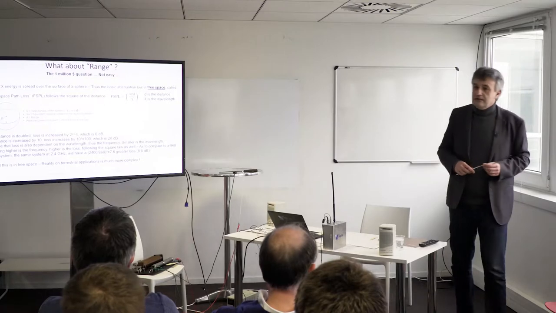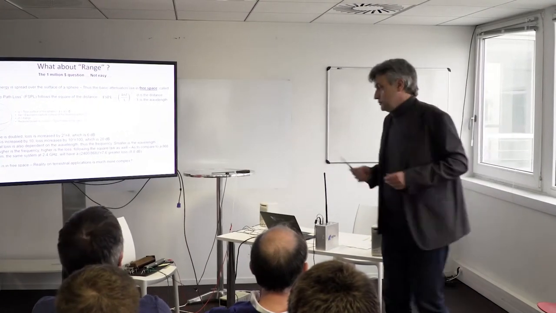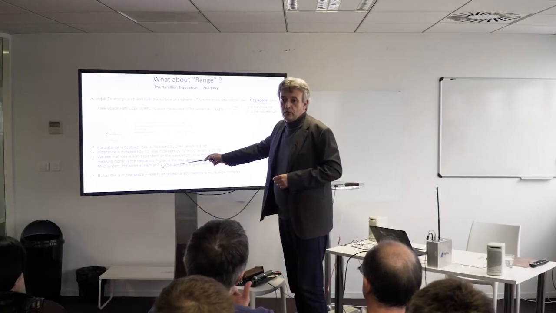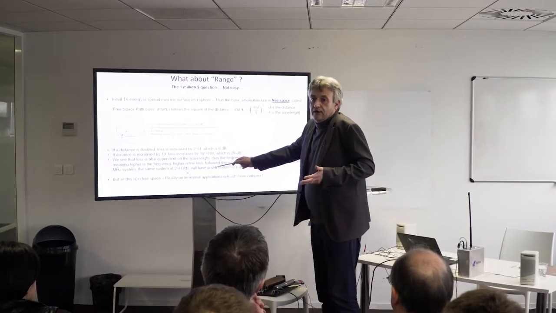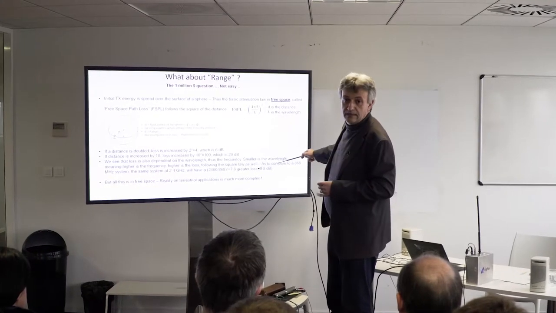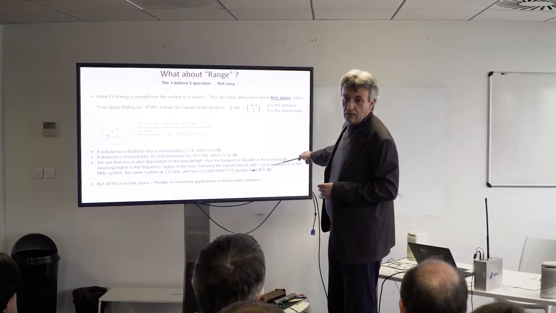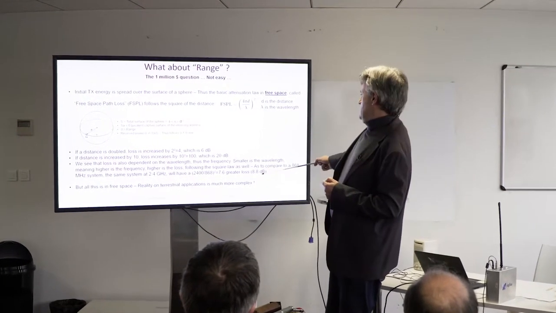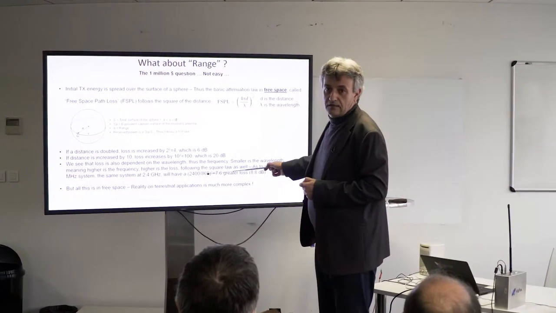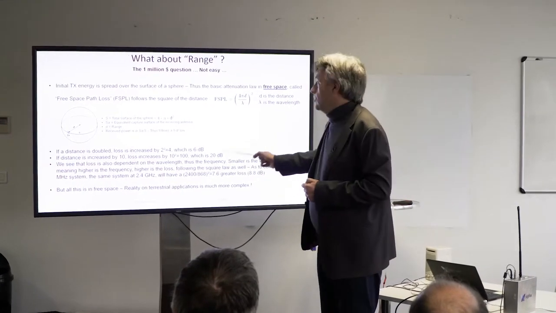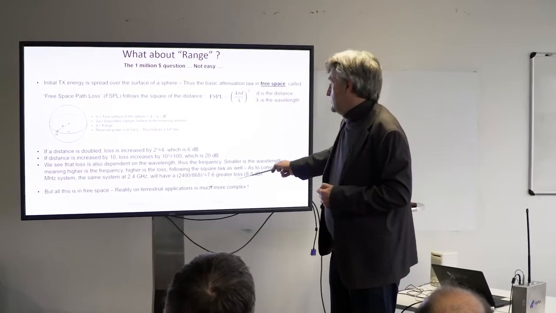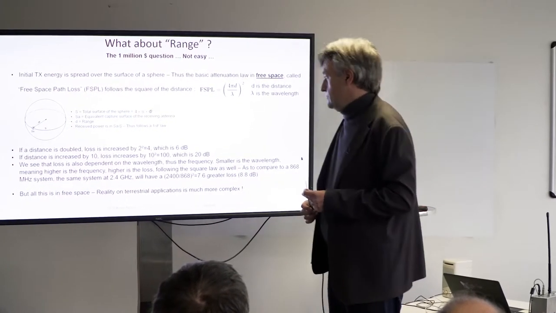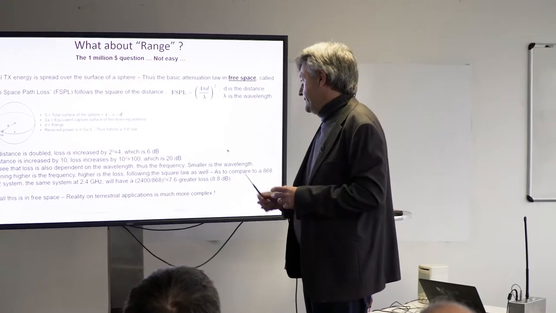And I said also that it's dependent on the frequency. So by the way, just as a reminder, if we had made Sigfox at 2.4 gigahertz, we would have had a penalty of 8.8 dB on the link budget, just by using a frequency that would have been 7.6 times greater than 868, or a wavelength that would have been 7.6 times smaller than the wavelength we have at 868 something megahertz.